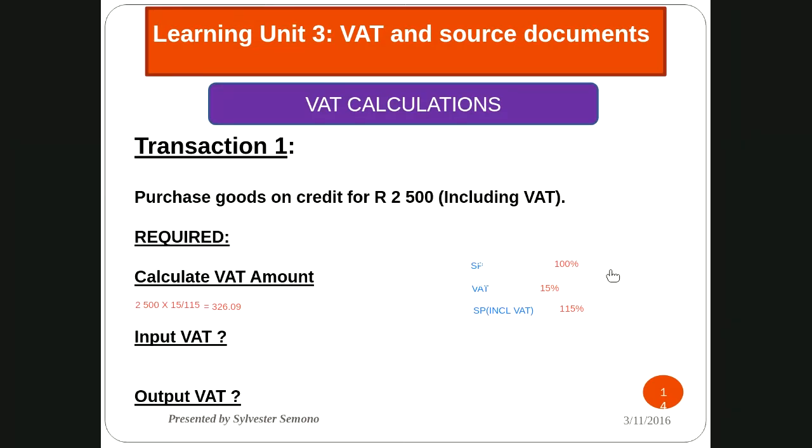But let's use my analysis that I just put here so that maybe it can make sense. Let's say, for example, I didn't know that I have to do 15 over 105. I can ask myself here. They gave me 2,500, and the 2,500 is including VAT.